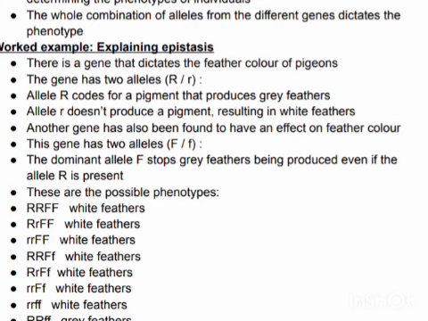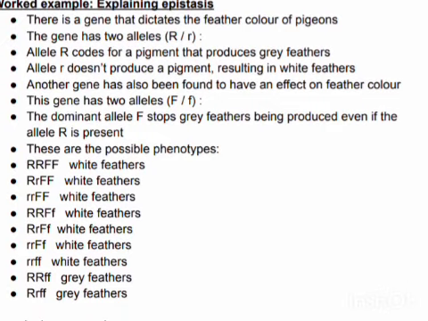So this gene is going to have two alleles, right? The dominant allele F stops gray feathers being produced even if the allele R is present. Basically, what's happening here is that we have two genes on different chromosomes affecting the same feature. We also have F alleles and R ones. So, for example, these are the possible phenotypes.